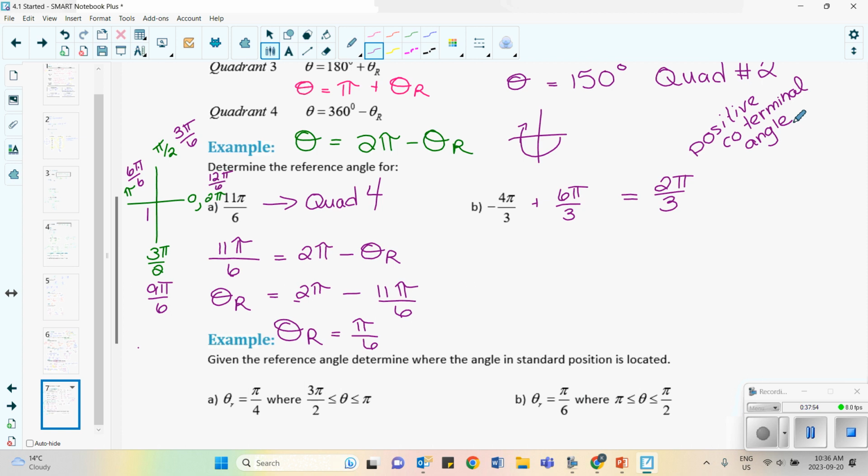These end in the exact same spot. 2/3 is greater than 1/2. I'm in quadrant 2. I was in quadrant 2 when I went this way. I just don't like dealing with negative rotations. That's just not who I am. So I'm going to use a positive coterminal angle to help me better answer this question. So what's the reference angle?